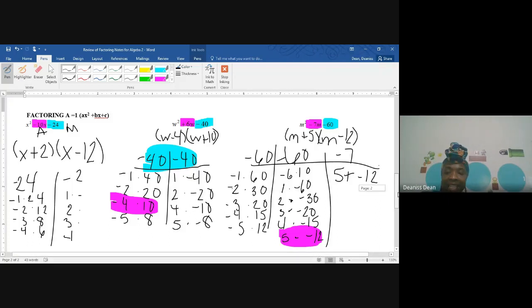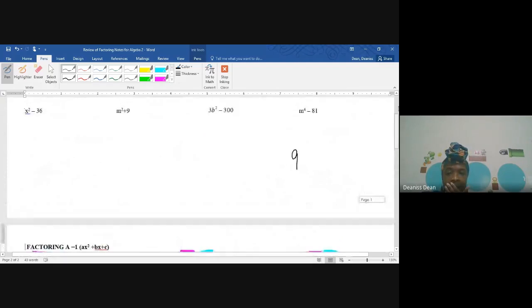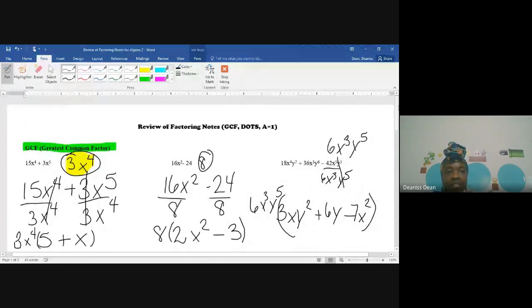So that is it for this review of factoring. Like I said, this is the first unit you're going to start when you go to Algebra 2 with quadratics. Next time, we're going to do factoring when a is not equal to 1, because you need to learn how to factor by grouping. So next week on Wednesday, we're going to talk about that. But if you don't have any questions, you're good to go.